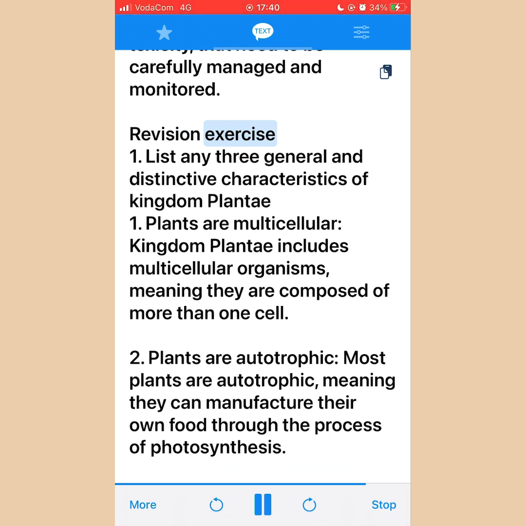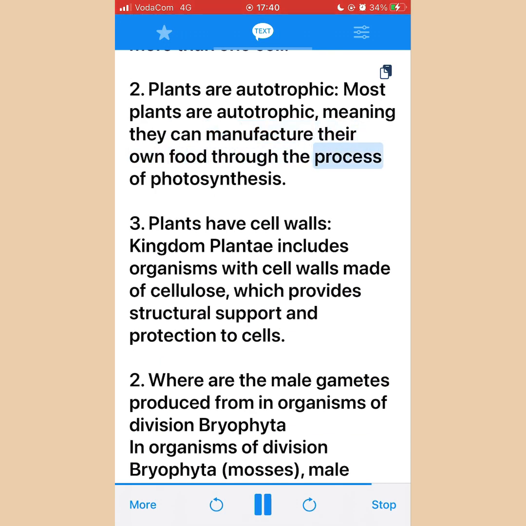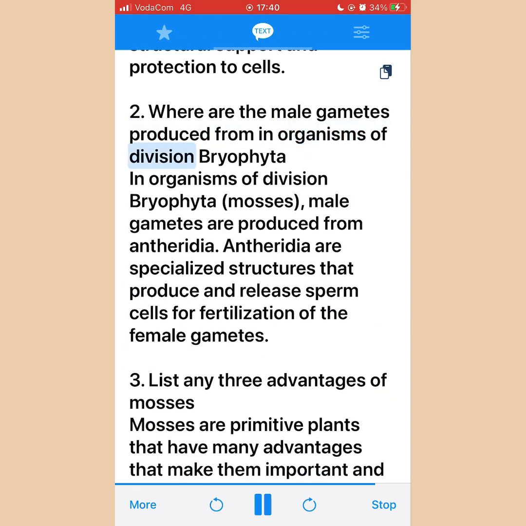Revision exercise. 1. List any 3 general and distinctive characteristics of kingdom Plantae. 1. Plants are multicellular. Kingdom Plantae includes multicellular organisms, meaning they are composed of more than one cell. 2. Plants are autotrophic. Most plants are autotrophic, meaning they can manufacture their own food through the process of photosynthesis. 3. Plants have cell walls. Kingdom Plantae includes organisms with cell walls made of cellulose, which provides structural support and protection to cells.